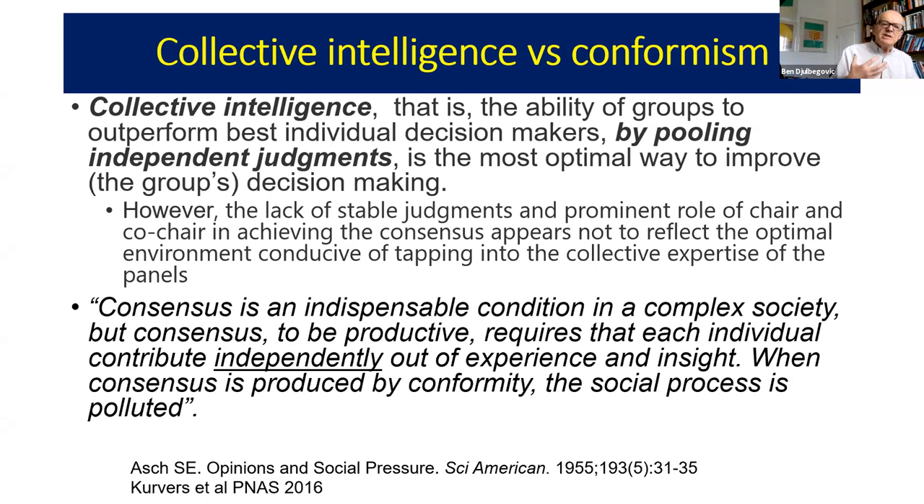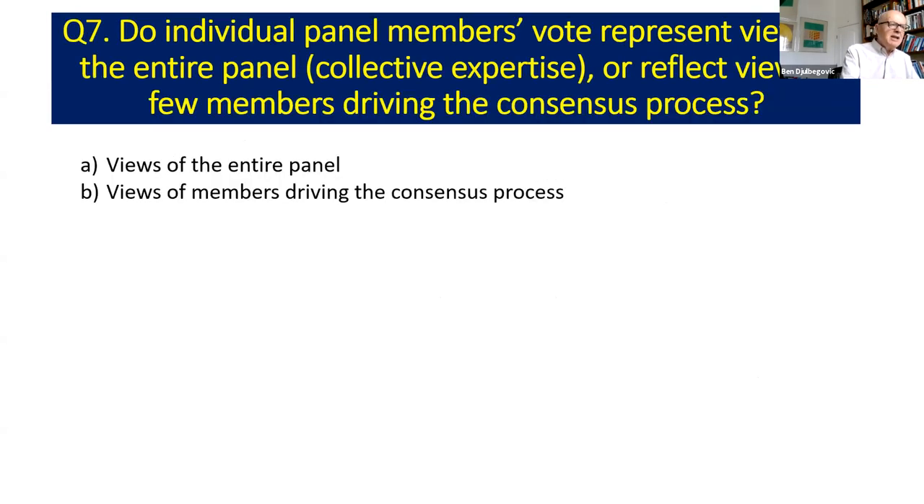And so then you wonder whether this is what Asch, more than 60 years ago, really warned about: how consensus can be polluted. His writing is worth repeating now. Consensus, he said, is an indispensable condition in complex society, but consensus to be productive requires that each individual contribute independently out of experience and insight. When consensus is produced by conformity, the social process is polluted. And that is really what we worry about.